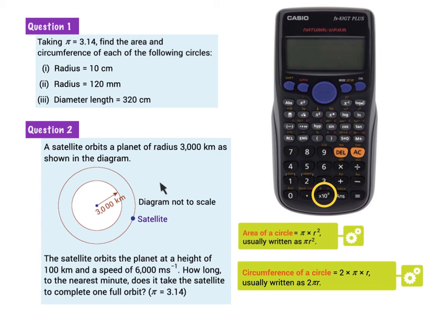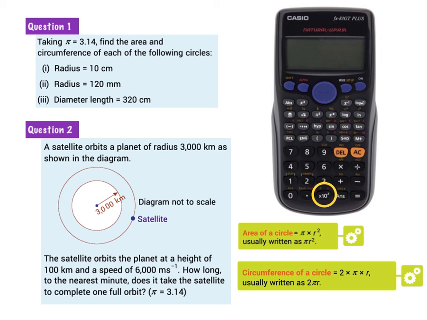And question 2 is a little bit like a context and applications question that you would see in the papers. So you're given an abstract statement such as a satellite orbits the planet and it travels at a radius of 3,000 kilometers, and that's shown in the diagram here. And then you're told that the satellite orbits the planet at a height of 100 kilometers and a speed of 6,000 minutes per second. How long to the nearest minute does it take the satellite to complete a full orbit?